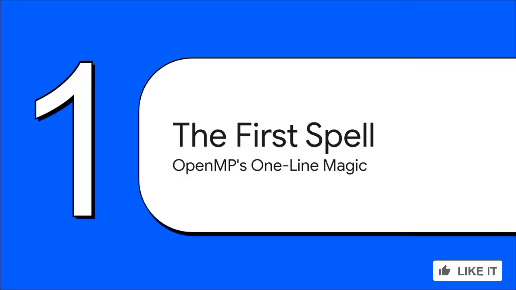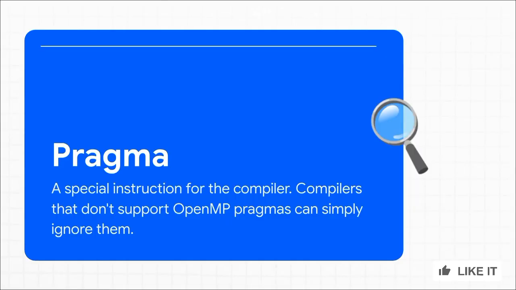All right, so let's learn our first spell. We're going to look at the simple, almost magical way OpenMP gets things going, and it all boils down to a special little instruction you give to your compiler. That instruction is called a pragma. Just think of it like a sticky note you leave for the compiler. With OpenMP, that note always starts with #pragma omp.